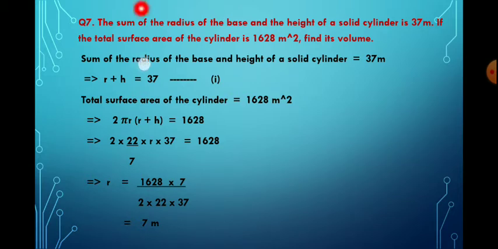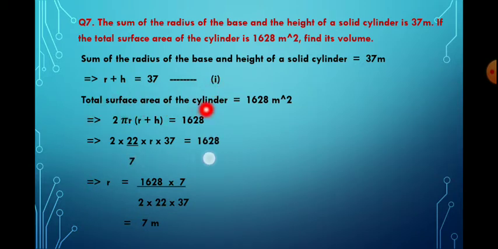The sum of the radius of the base and the height of a solid cylinder is 37 meter. If the total surface area of the cylinder is 1628 meters square, find its volume. So the sum of the radius of the base and height of a solid cylinder is equal to 37 meter. So the expression can be written as r plus h equals 37. Let this be equation 1.